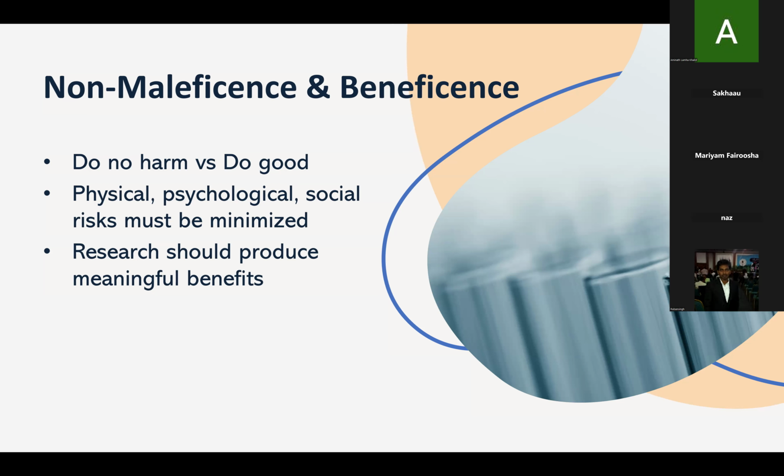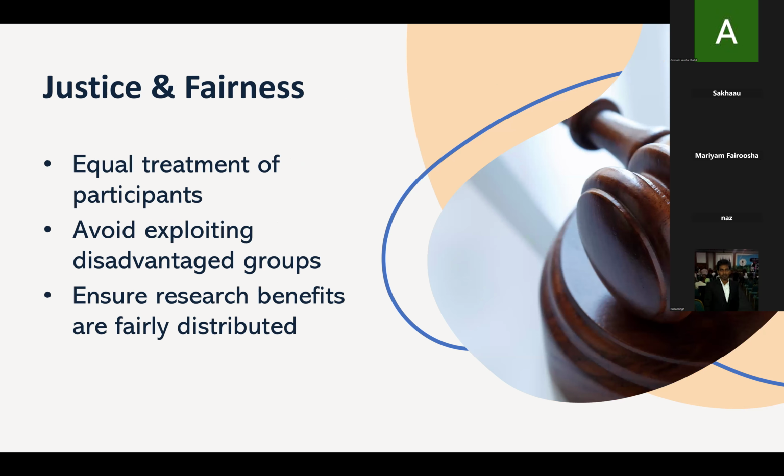Physical, psychological, and social risks must be minimized. So it's not only physical, it's not only psychological. There may be social risks. By exposing a group of people to research, there may be social exclusion or those sorts of risks, so you have to ensure that those are minimized as well. And then it should be generally beneficial to the community.